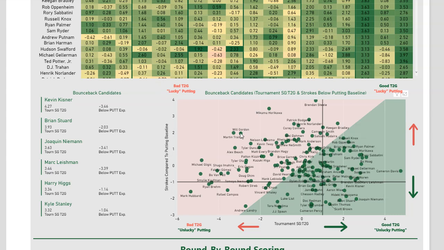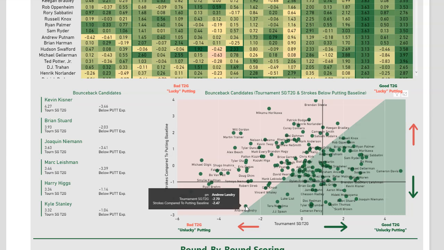So you look at Will Gordon, who in this tournament lost 3 strokes per round tee to green and was still putting 2 strokes per round over his expectation. That is a recipe for disaster, because he's playing poorly and he's getting lucky on the greens. That is terrible. So I would avoid these guys up here in the upper left-hand quadrant. In the bottom left, you have guys who are playing bad tee to green, but they've also been unlucky putting. So I'd probably avoid these guys too.